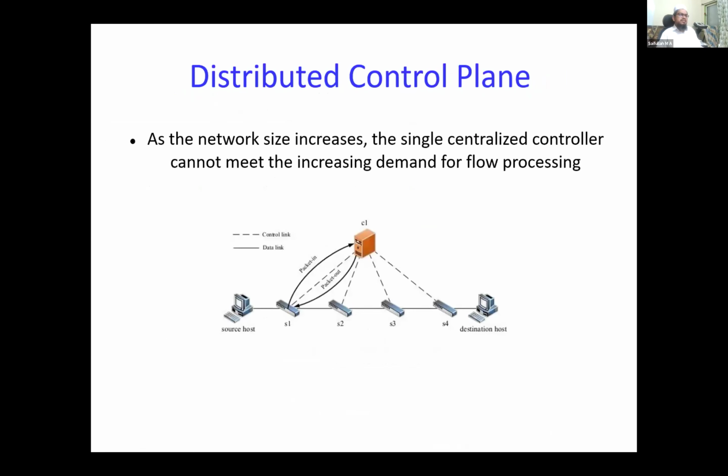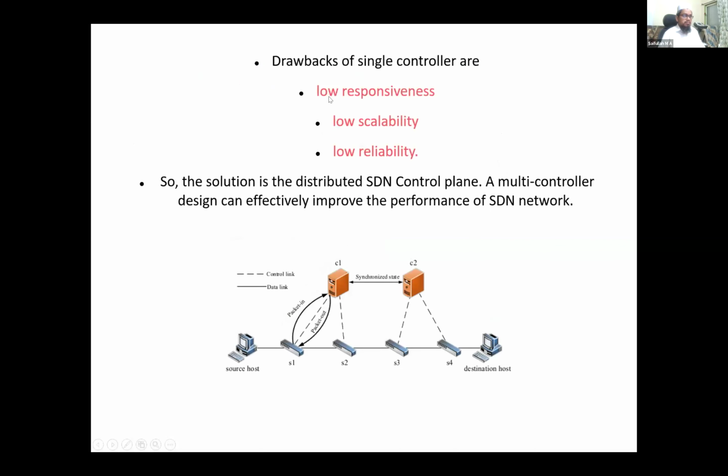But the thing is, a single controller cannot communicate with all the switches if it is a big network. So the problem is a single controller cannot handle it. That may create low responsiveness, or a scalability problem, because 50 switches it may handle, but if an organization has 500 switches, then it's a difficult task. And reliability also: if it is a single controller and it fails, then it's a problem. That's why having multiple controllers is a required task for software-defined networks.